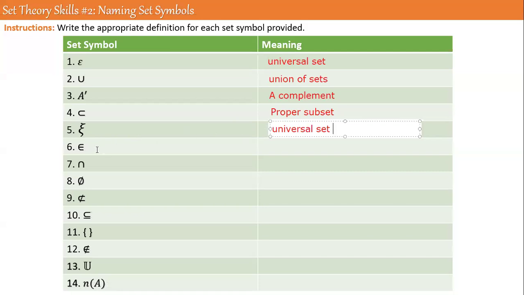And then number 6. What y'all have for number 6? Element of. Very good. Is an element of, or is a member of, or belongs to. Okay. We have for this one, intersection. Very good.